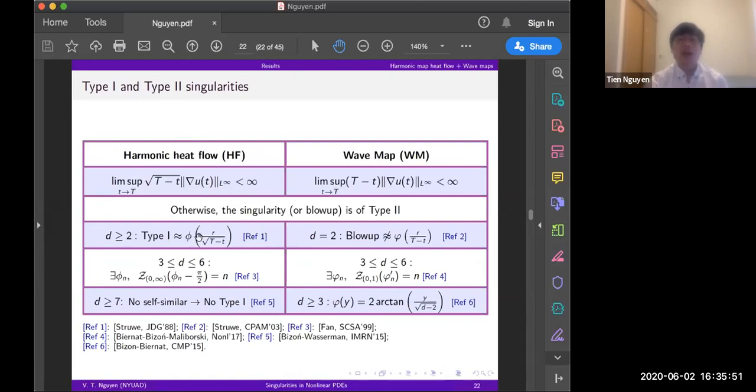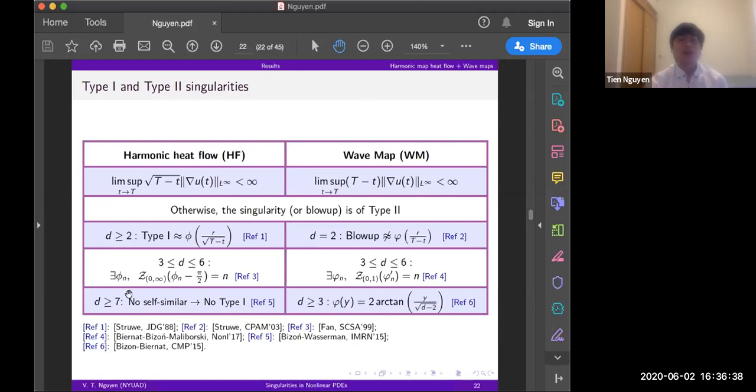And we have more recent information about type 1 and type 2 blow-up. We know from Struwe that type 1 blow-up has to be self-similar. For the harmonic heat flow and the wave map in dimension d equal to 2, the blow-up is non-self-similar. And for dimensions between 3 and 6, we have the existence of a family of self-similar solutions proved by Fan. The same situation happens for the wave map.